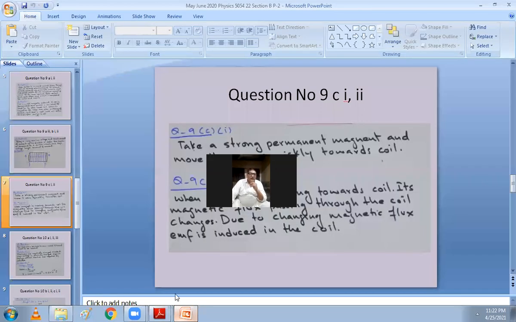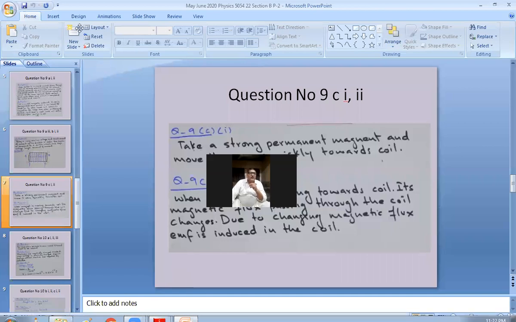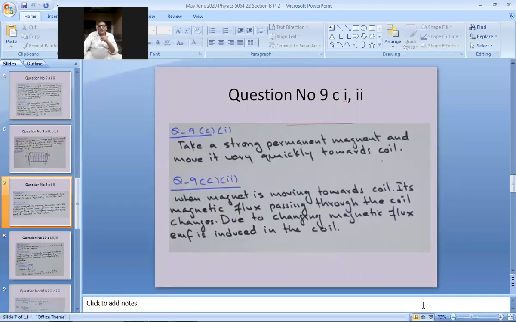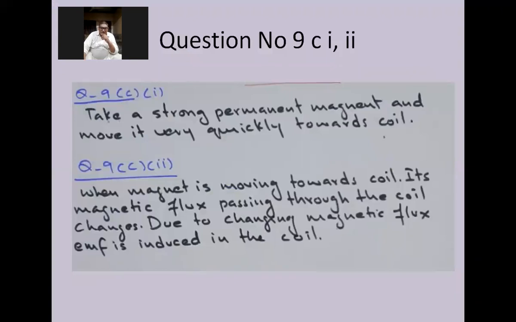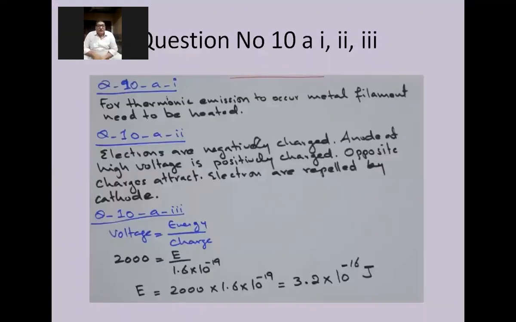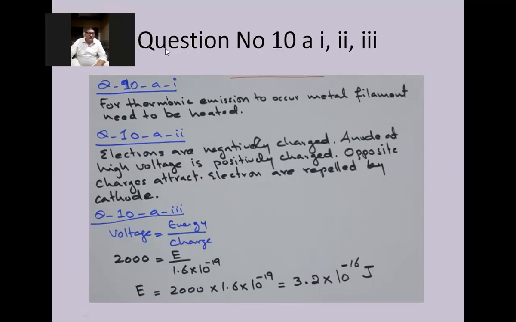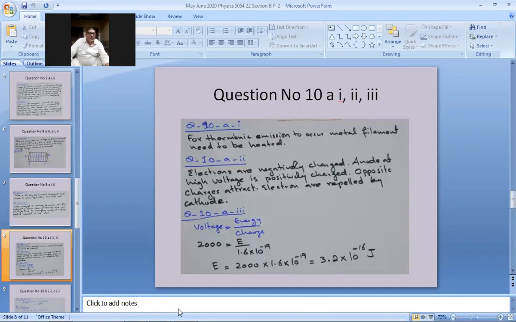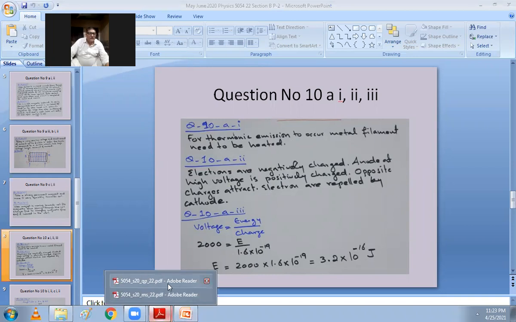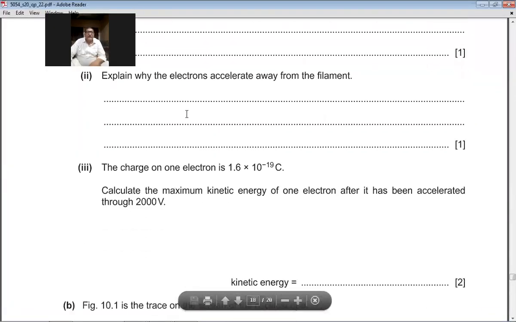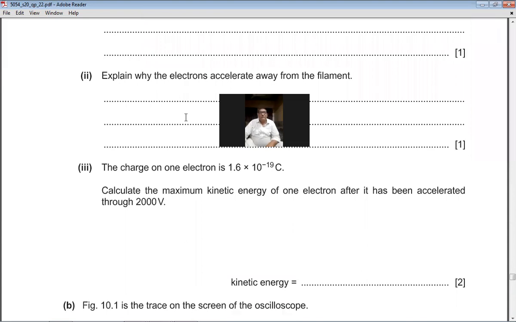Let me show you my answer, then we can go to the next part. For thermionic emission to occur, the metal filament needs to be heated. So that was question 1A, the first part. Let's go to the next part. We'll check the marking scheme later. It says, explain why the electrons accelerate away from the filament.